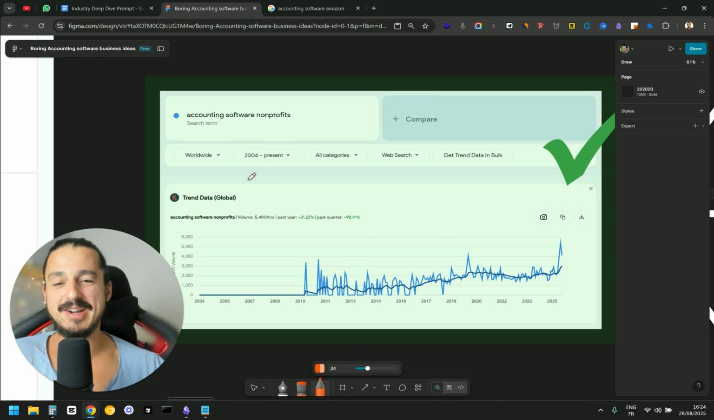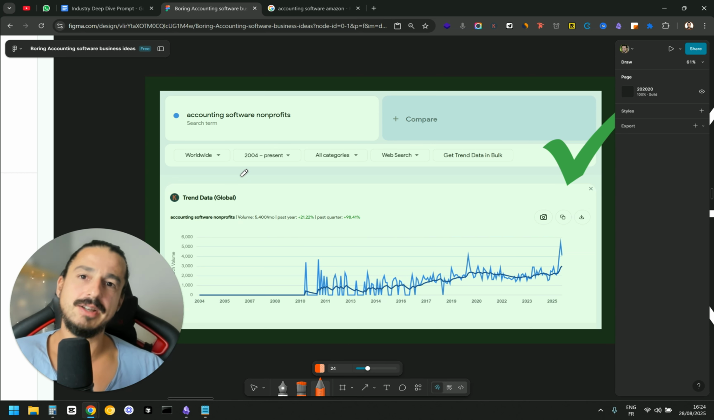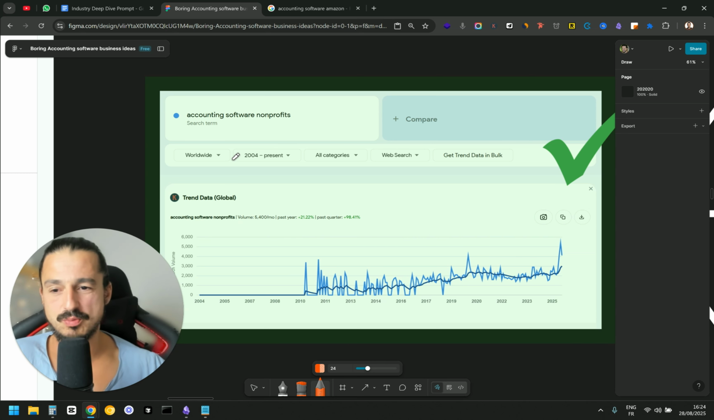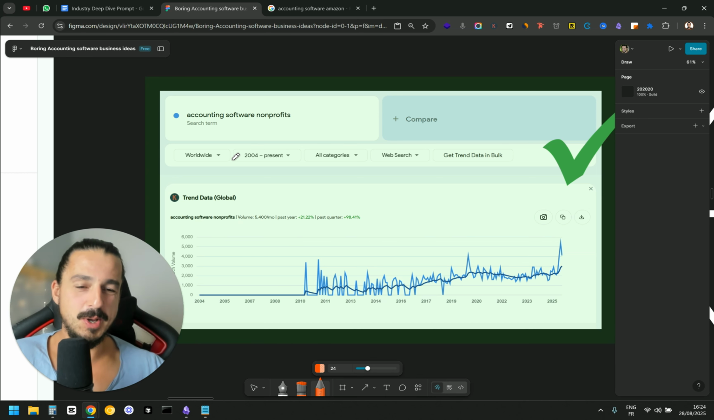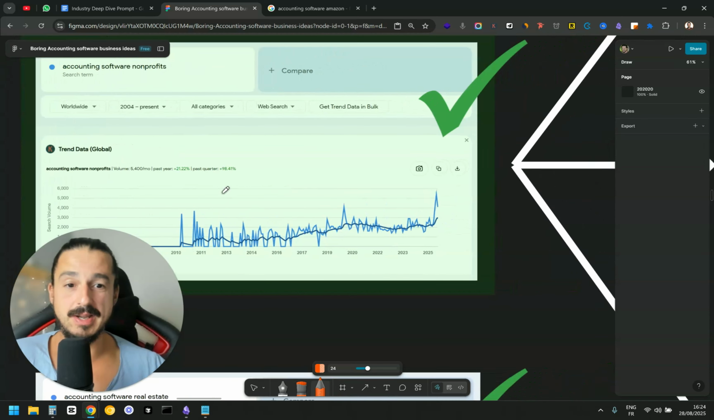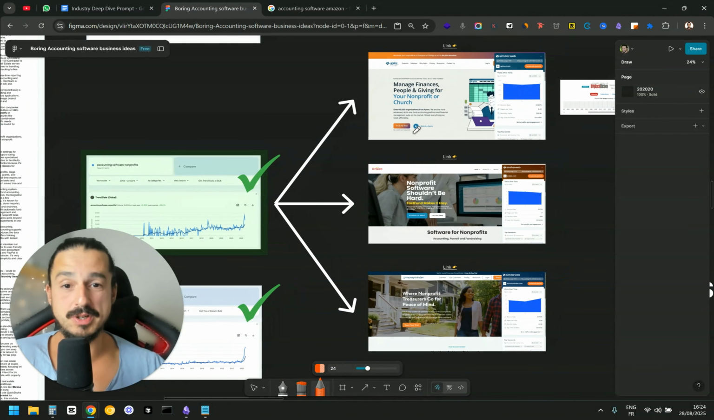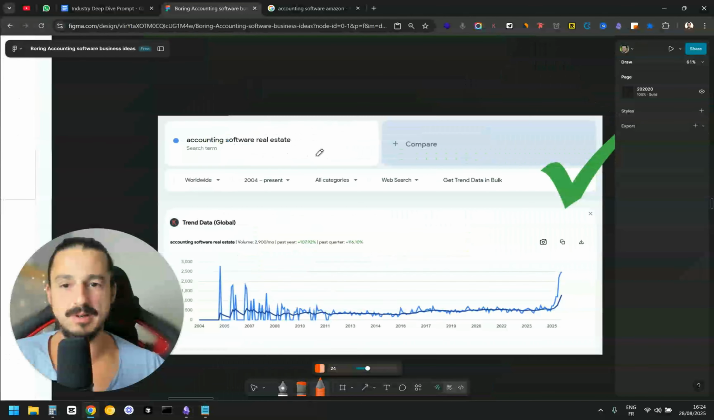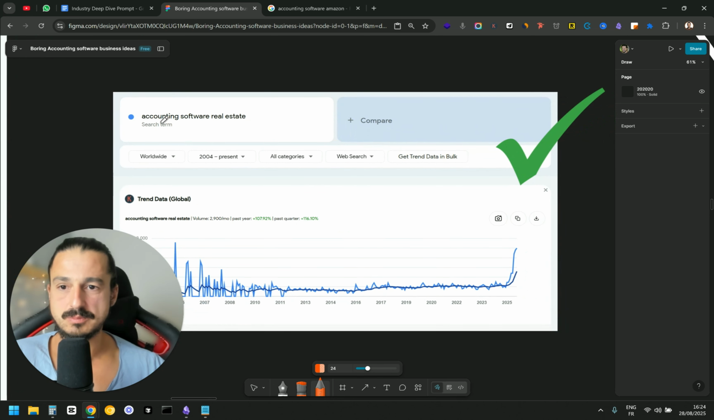Next one, we have accounting software for nonprofits. Again, I thought this one was interesting because it is very specific when you think about it. I'm not really an expert in nonprofits at all, but I guess they have a totally different approach to accounting with specific needs. I guess the volume is good, and I did some exploration and found some actors that are doing it, which is a good sign actually.